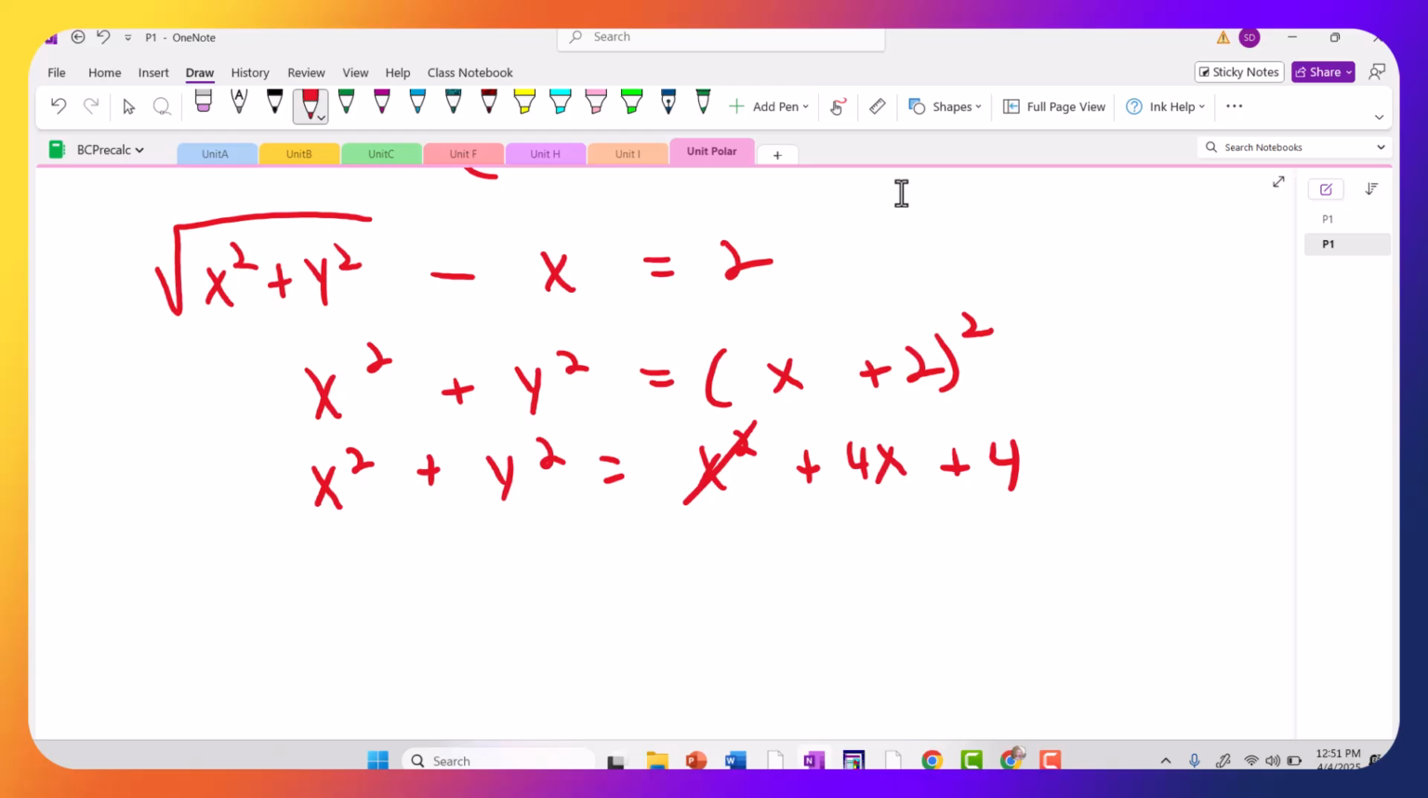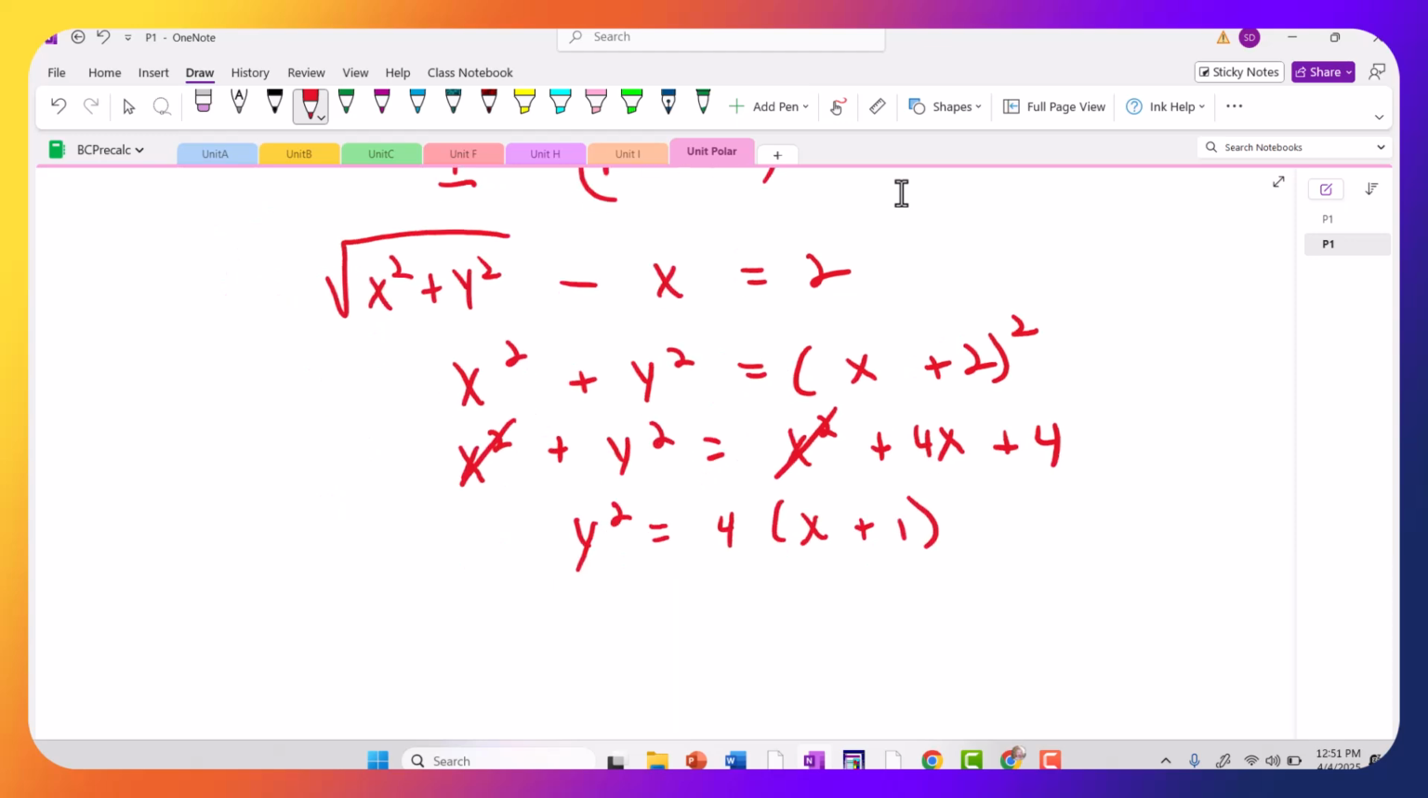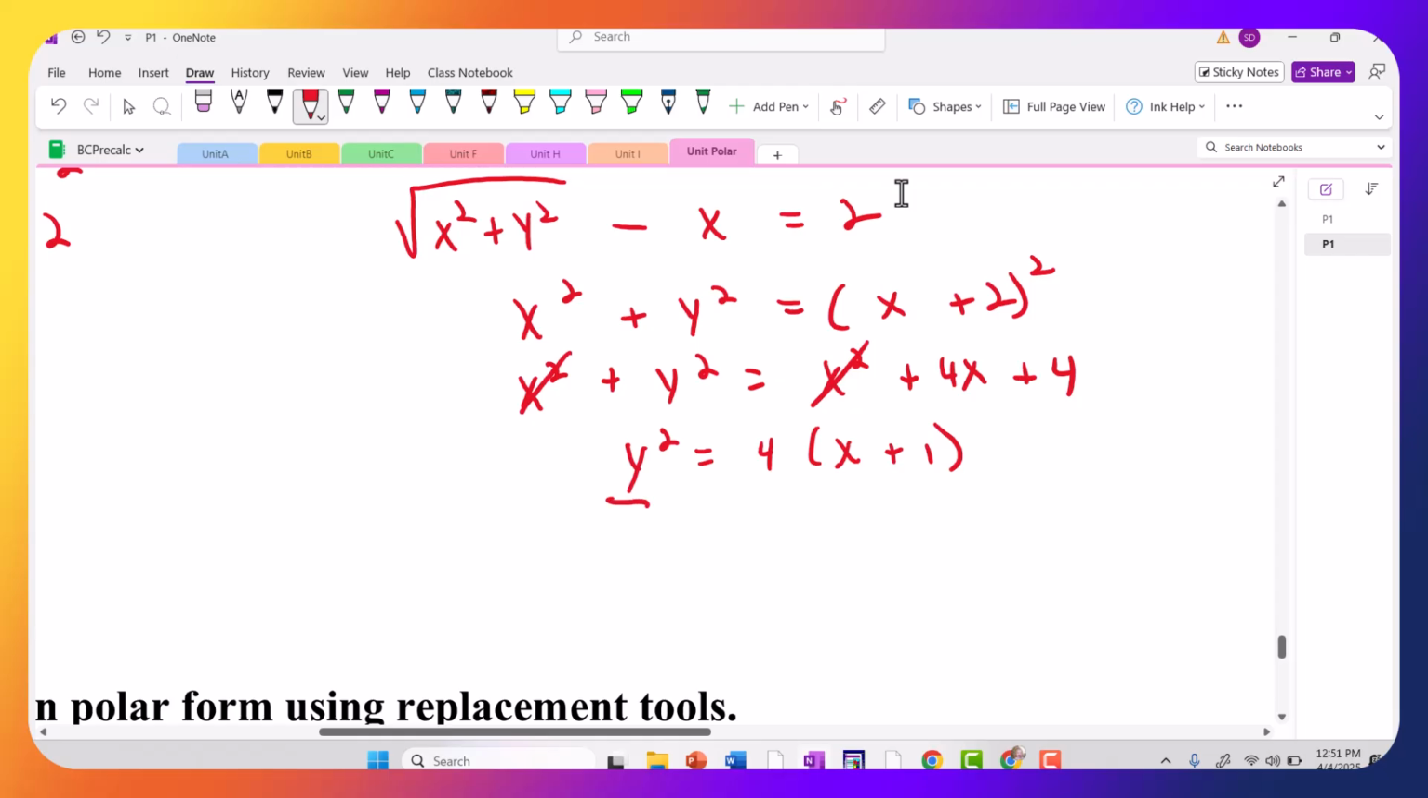What happens to the x squareds, everybody? They cancel. And then are you ready for this? Boom, boom, boom. Do you remember that you take a 4 out and then we did this for parabolas? A y squared is a right-lefter. The vertex is at -1, 0.